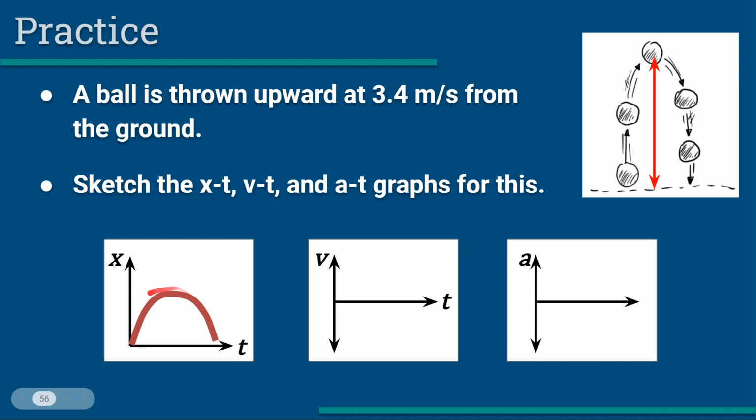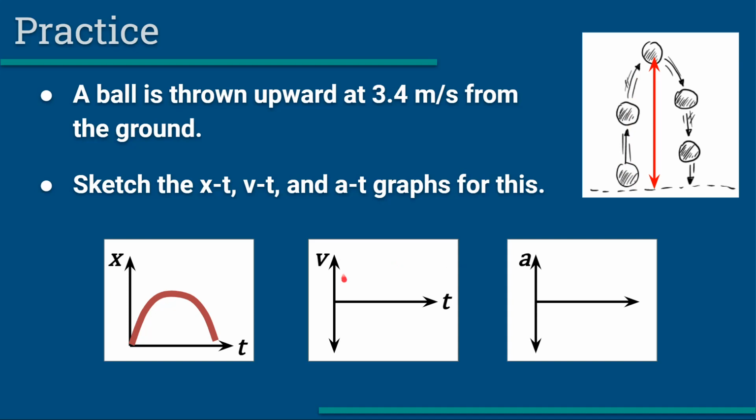You're going to get a parabola. So you're going to start out with a steeper slope. It's going to flatten out as it slows down. Your maximum height's going to be right here, and then it's going to continue, but it's going to fall now. My slope becomes negative, and it gets steeper and steeper as it speeds up as it falls. For my vt graph, I need to start in the positive direction because it's thrown upward.